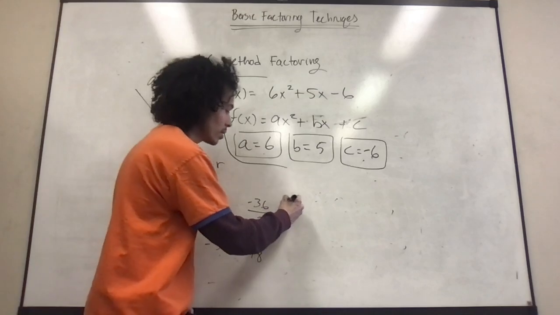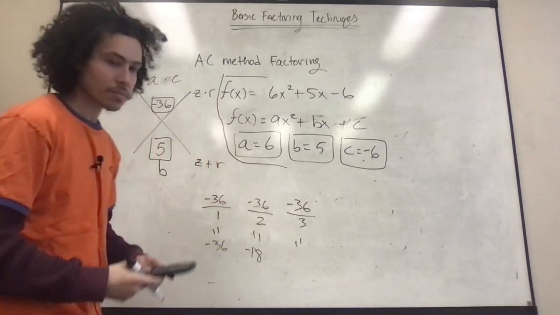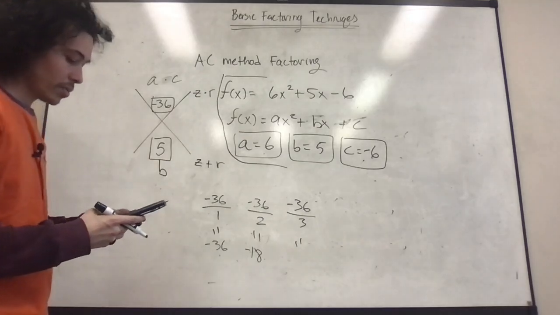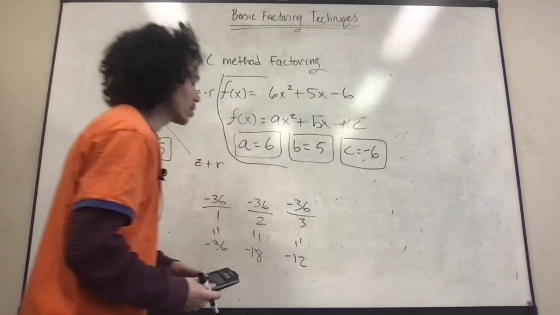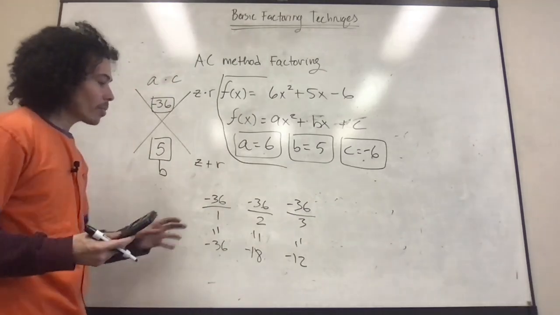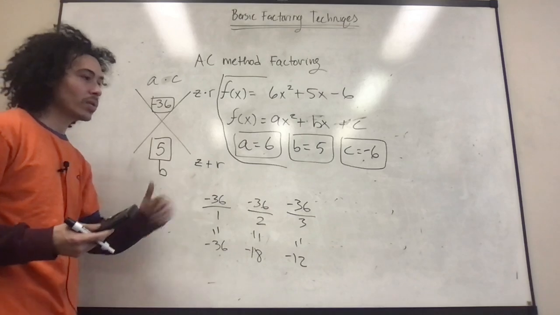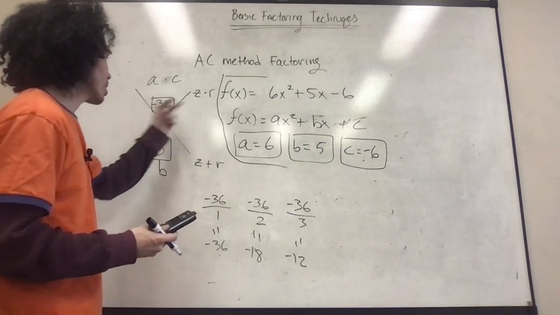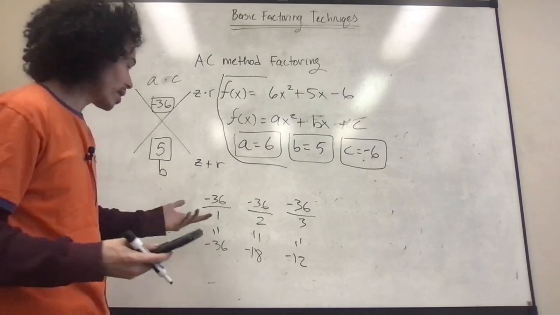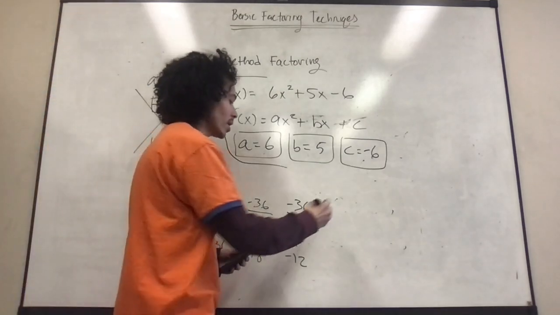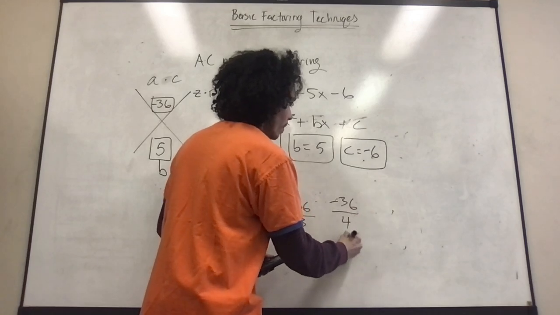We move on. So what about negative 36 divided by 3? Negative 36 divided by 3 is equal to negative 12. Does adding up 3 plus negative 12 give you 5? No, it doesn't. Does it multiply to give you negative 36? It does, but because it doesn't add up to 5, we got to move on.